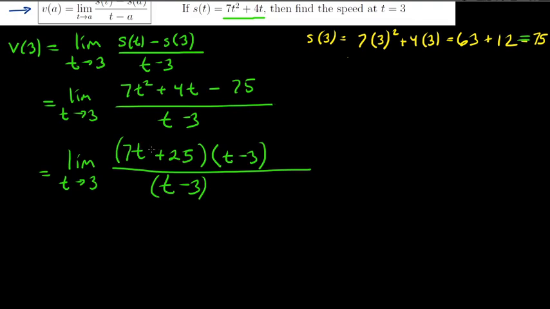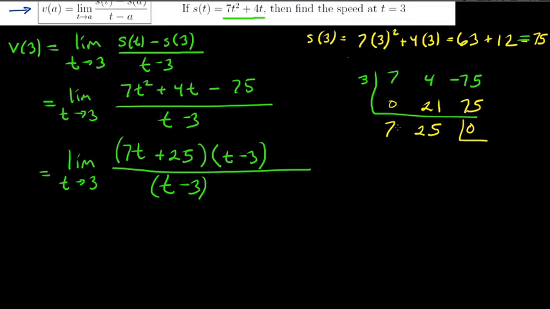Again, you can actually just do the division here. You can do synthetic division and get the same answer. So we have a 3 on the outside, and we have a 7, a 4, and a negative 75. When you do the synthetic division, bring down the 7. 7 plus 0 is 7. 7 times 3 is 21. 4 plus 21 is 25. 3 times 25 is 75. And negative 75 plus 75 is 0. 0 is the remainder, and 7t plus 25 is the quotient. So if you're terrible at factoring, you could have done it that way too.